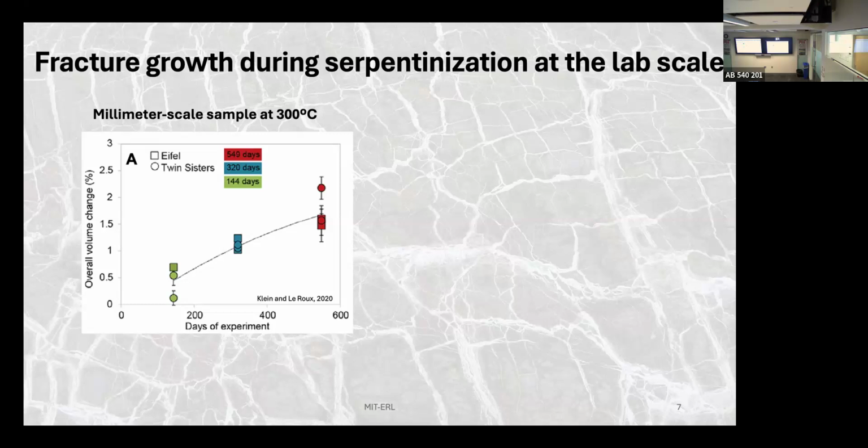Here I'm showing the work by my colleague Frieder Klein at WHOI, in which they have conducted an in situ serpentinization reaction. They basically soaked a meter-scale sample of fresh peridotite in seawater for a maximum of 1.5 years. And then they measured the overall volume change of the sample. And here they clearly show that there is a significant volume increase in the sample at the end of the experiment. And this volume increase is positively correlated with the experiment time.